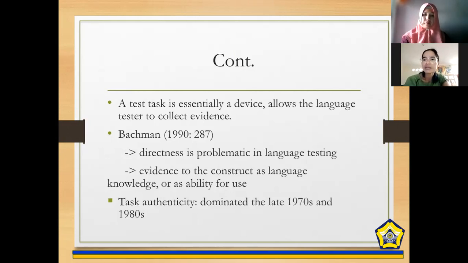According to Bachman in 1990, direct testing is problematic in language testing and relates to the construct as language knowledge or as ability for use. And in the 1970s and 1980s, the task of authenticity was a domain. So next.